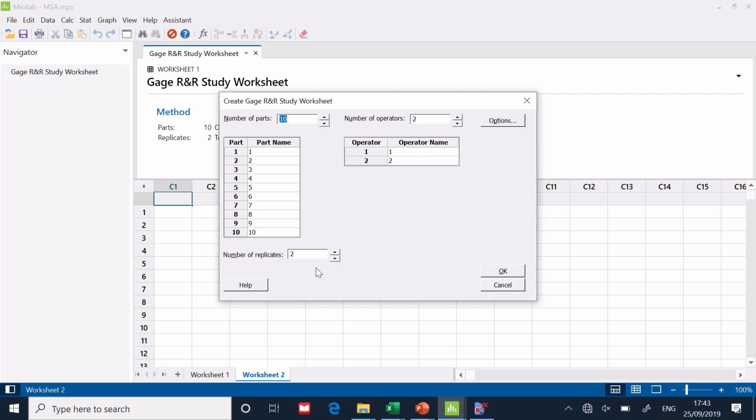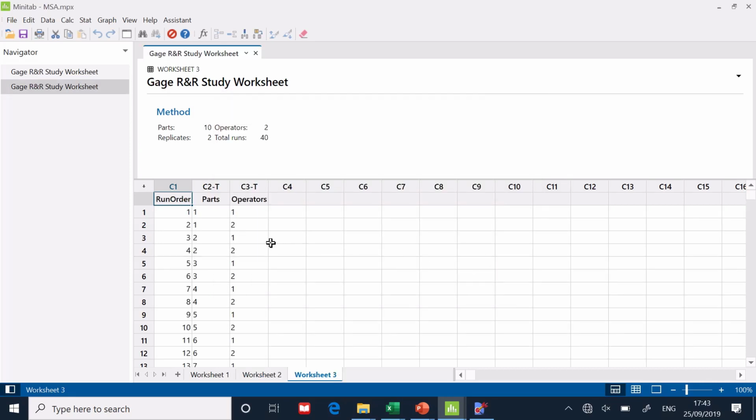And how many replicates did they do? How many times did they measure the same part? Well, they did that twice. So with all of those numbers in the box, if I just press OK, now look, it said part number 1, operator 1, operator 2. So the whole thing is in the right order, and it's put that in a worksheet for me.